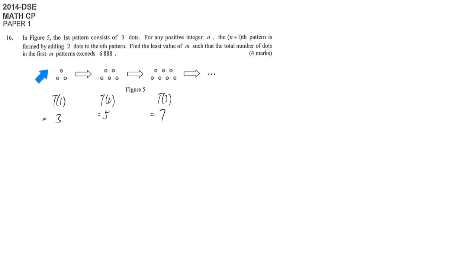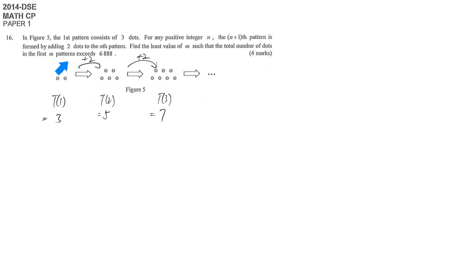In this graph, they say that the first pattern has 3 dots, and then the next pattern will be the previous one with an additional 2. So you find that every time we just add 2, we get another term. We have to find the least value of m such that it fulfills certain requirements.